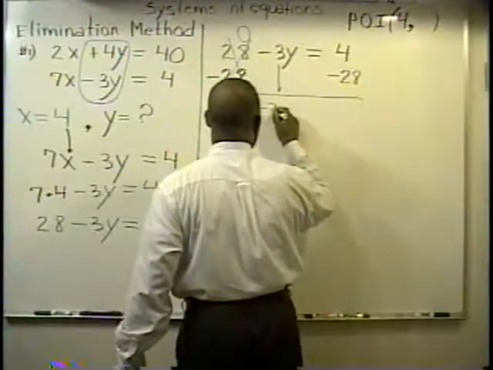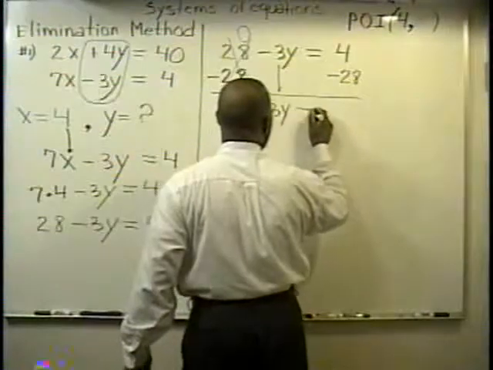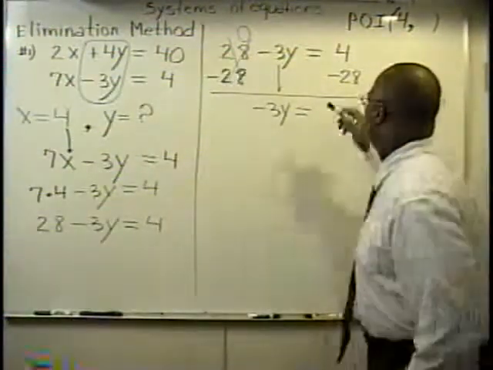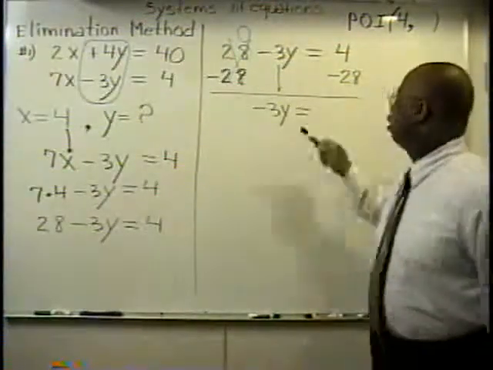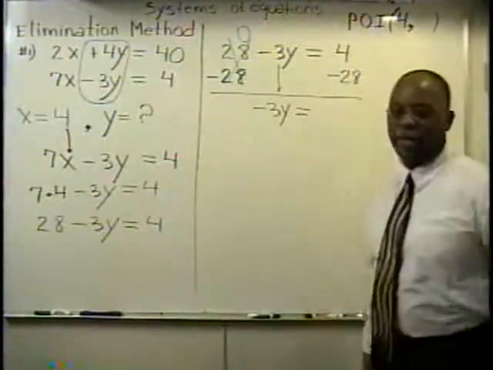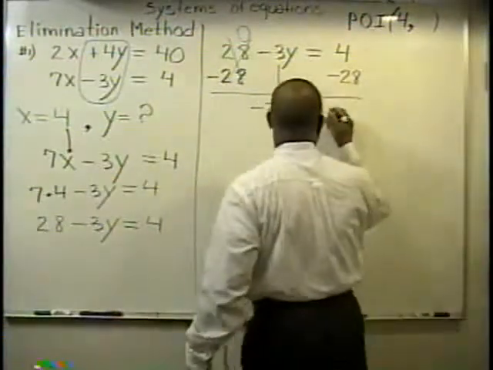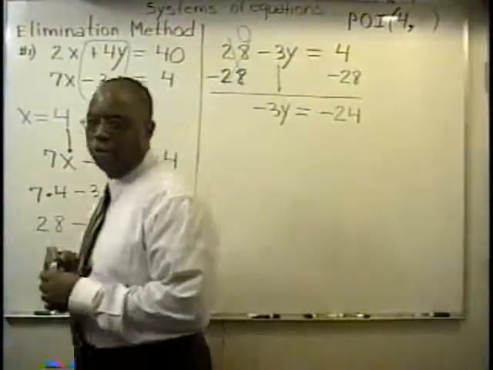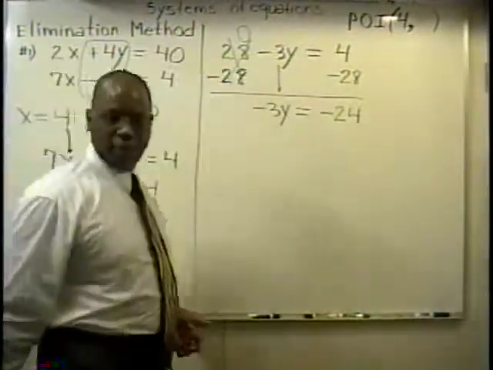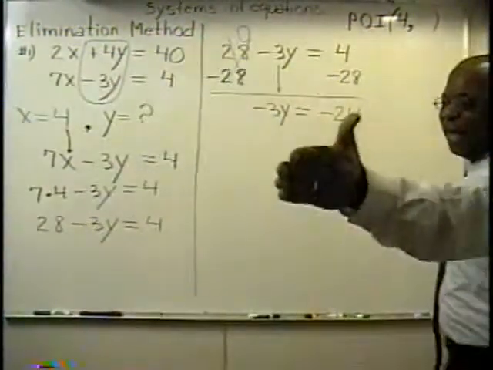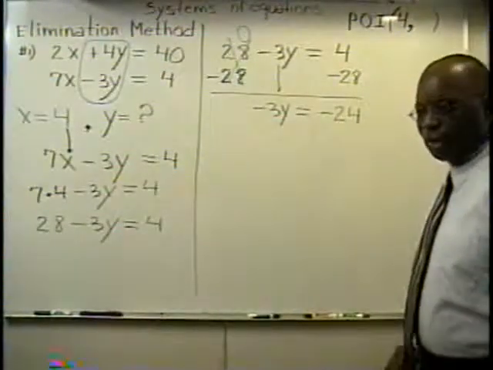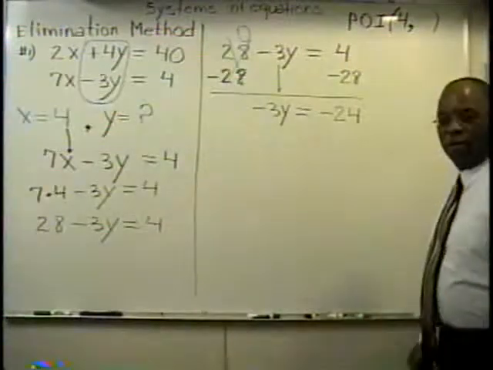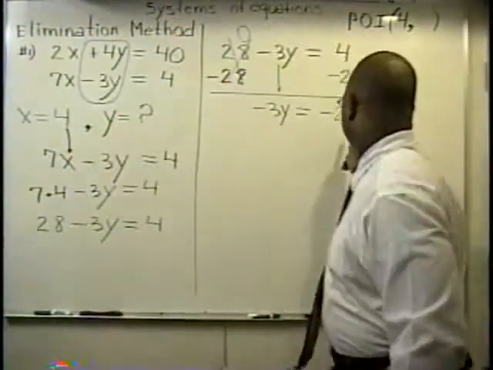I get negative 3y. And now over here, these are opposite in sign. So in this case, we use the cancellation process. 4 positives cancel 4 negatives. We subtract. I get negative 24. Is that right? Am I doing my math right? Is my math correct? Check it. Make sure. Is that good? Okay, everybody concurs.